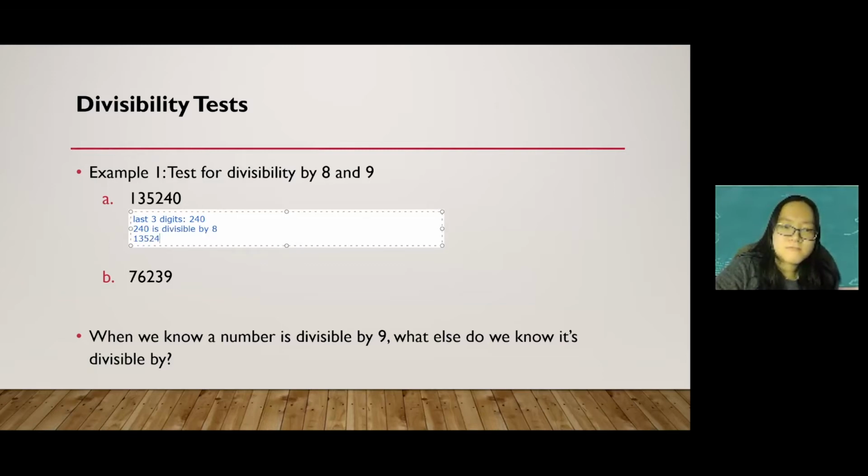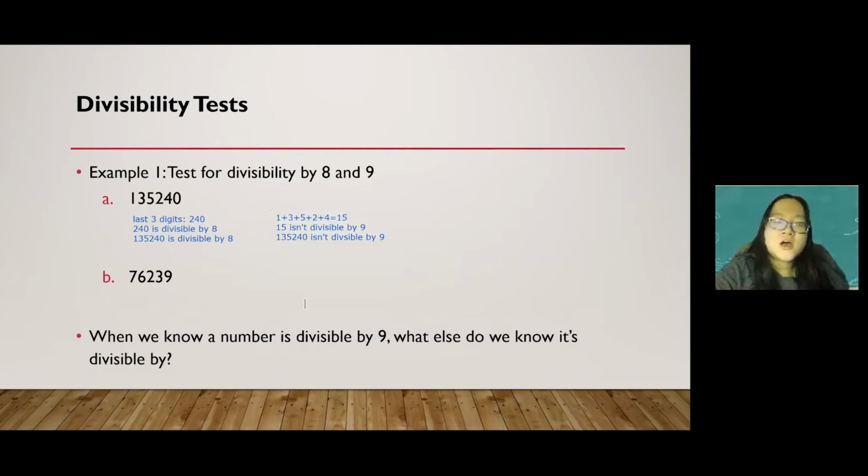And then 1 plus 3 plus 5 plus 2 plus 4 is 15. And then it can be divided by 9. 15 can be divided by 9, are you sure? Oh, it can't. Okay, so what does that mean about the original number? So it can be divided by 8, but not 9. Very good. Does somebody else want to try for B?